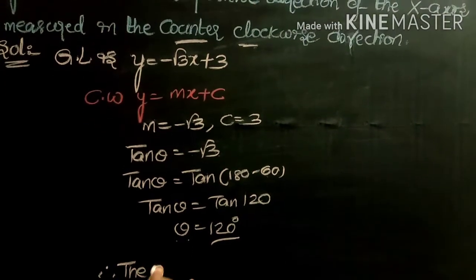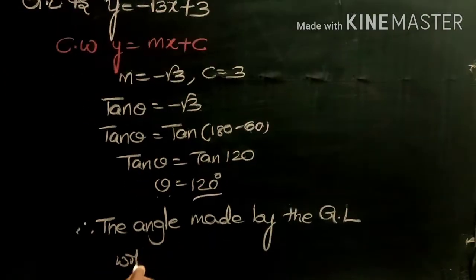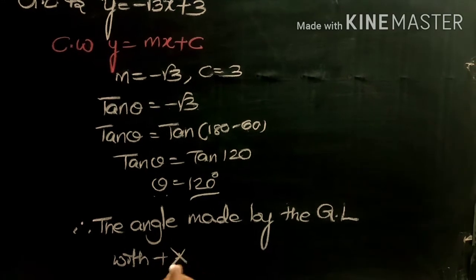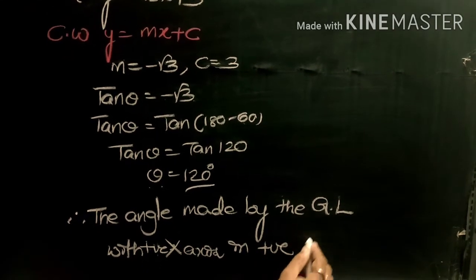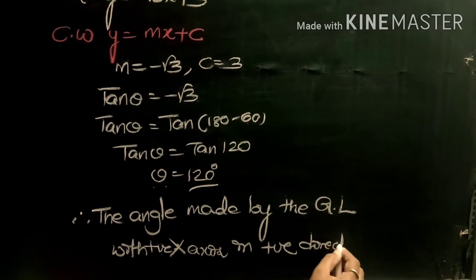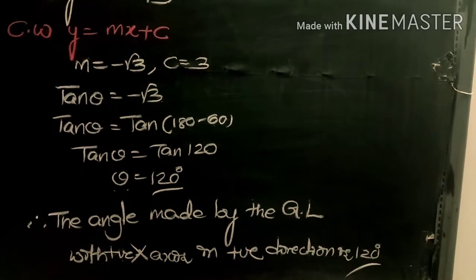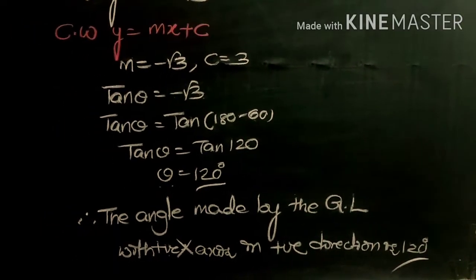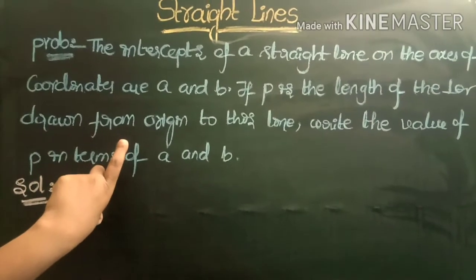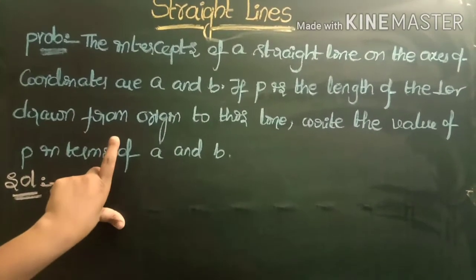Therefore, the angle made by the given line with positive x-axis in positive direction is 120 degrees. That's all.